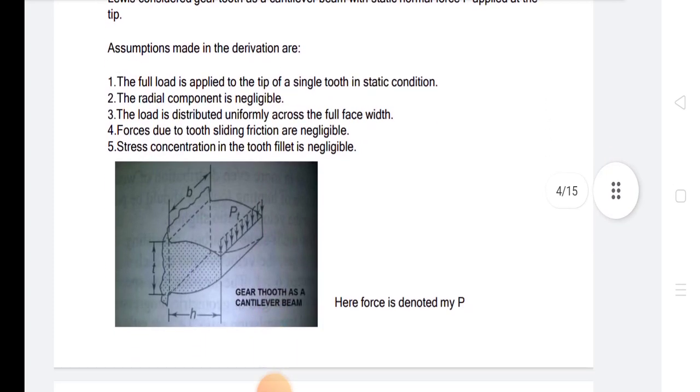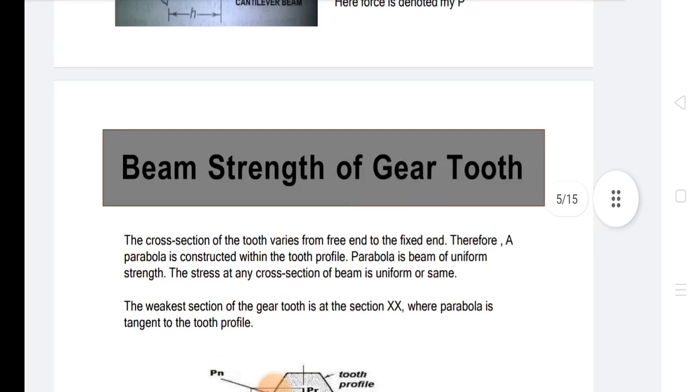Assumptions made in the derivation are: first, the full load is applied to the tip of a single tooth in static condition. The radial component is negligible. The load is distributed uniformly across the full face width. Forces due to tooth sliding friction are negligible. Stress concentration in the tooth fillet is negligible. Here force is denoted by P.